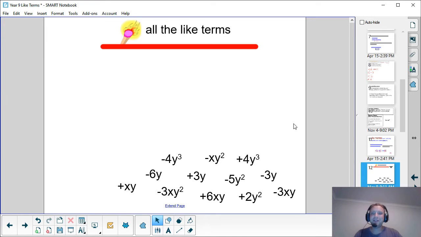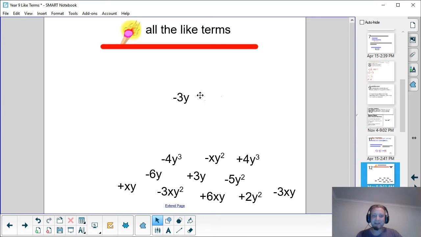I'll do that for you. We're just trying to match up all these like terms, the things that can go together. So again, I'm just going to remind you that the number at the front doesn't matter. Whether it's a negative or a positive, doesn't matter. Whether it's a 4 or a 3 out the front, doesn't matter. All we're looking for is the same combination of letters and the powers on those letters.